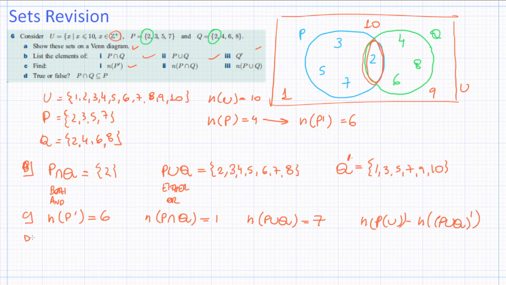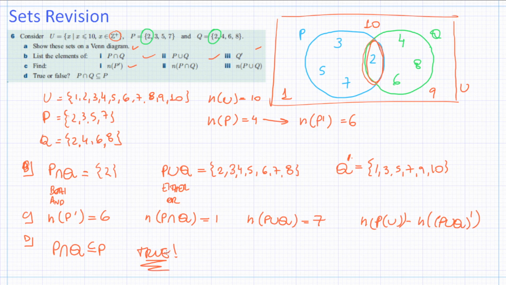Now, letter D. True or false? The intersection of P and Q is a proper subset of P. Well, you might stop to think about this for a while. However, it's true. And it's always true, regardless of what sets you have. Because think of this. When you do the intersection of P and Q, this intersection will already be some portion, some subset of P itself. In this case, it would just be 2, which is a proper subset of P.